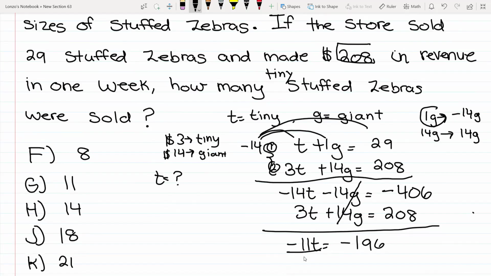And then solve for t by dividing both sides by negative 11. So I get t equals to negative, whoops, did I make a mistake? Negative 406 plus 208 is not negative 196, it's negative 198. Okay, so negative 198 divided by negative 11 is 18. Okay, so it looks like it's letter J.